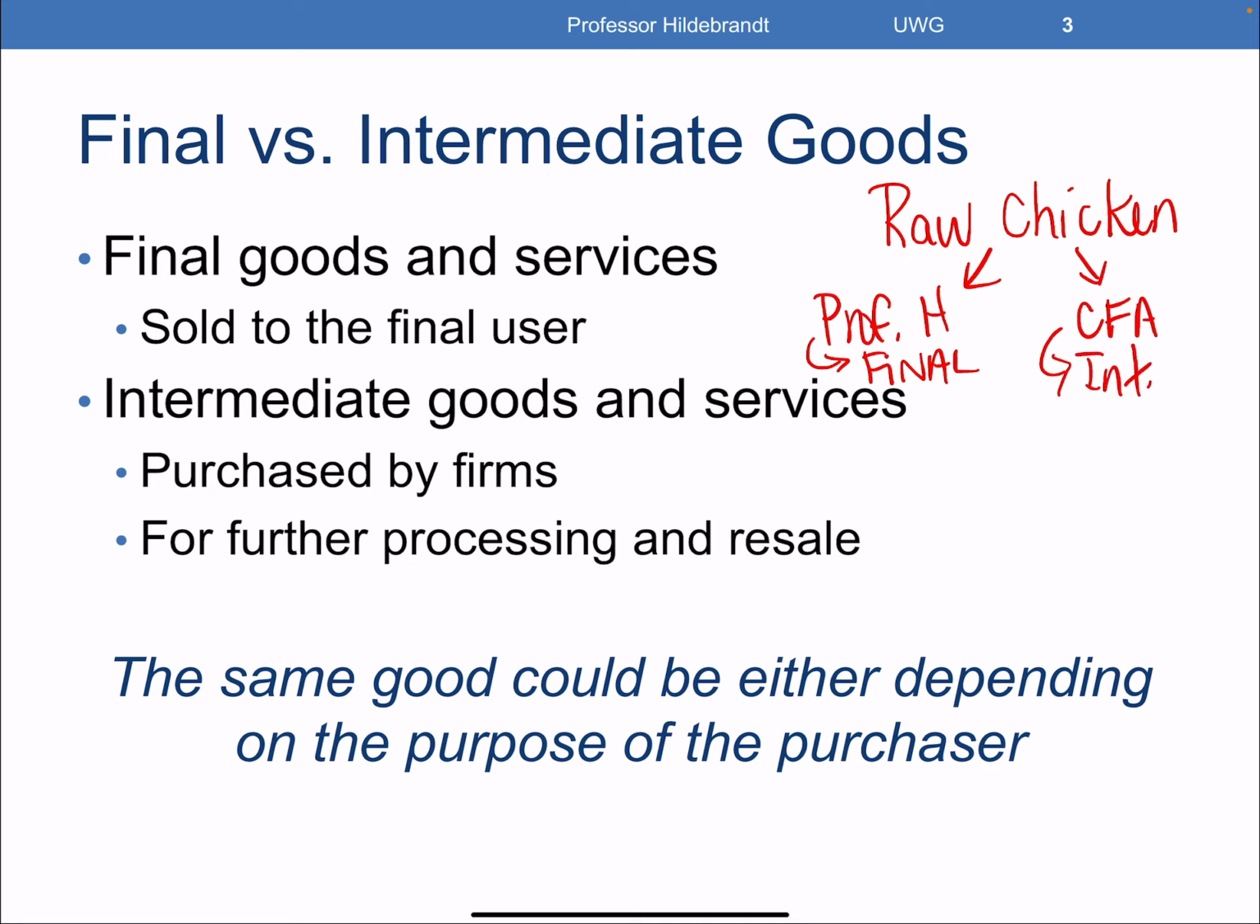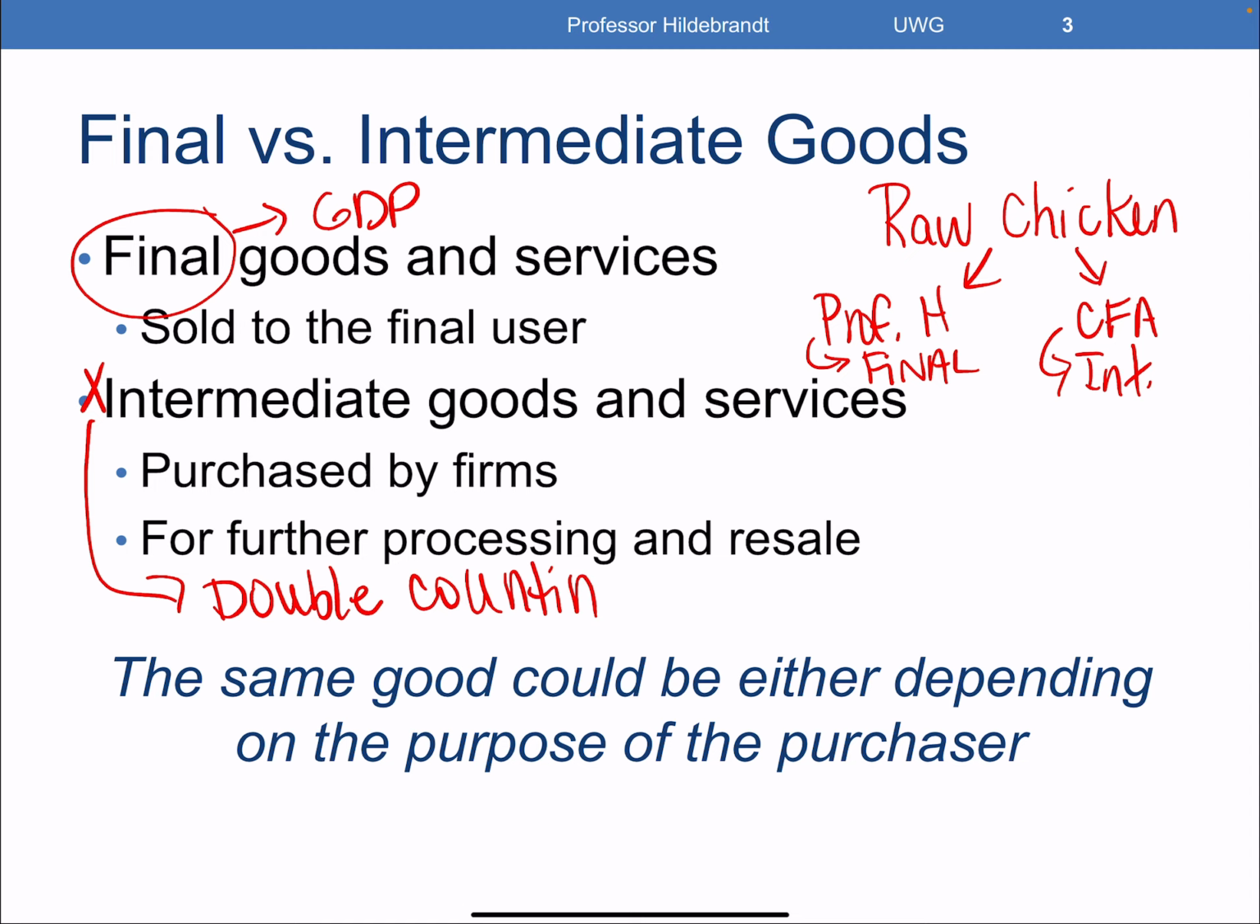So the important thing here, though, is only final goods count for GDP. Okay, intermediate goods do not. And the reason is we're trying to avoid what we call double counting. Remember, we want gross domestic product to be a measure of production. What did we make this year? What did we make this quarter? So if we counted that chicken when Chick-fil-A bought it, and then we counted again the value of the chicken when I buy their sandwich, we would overestimate what the chicken represented in terms of production.